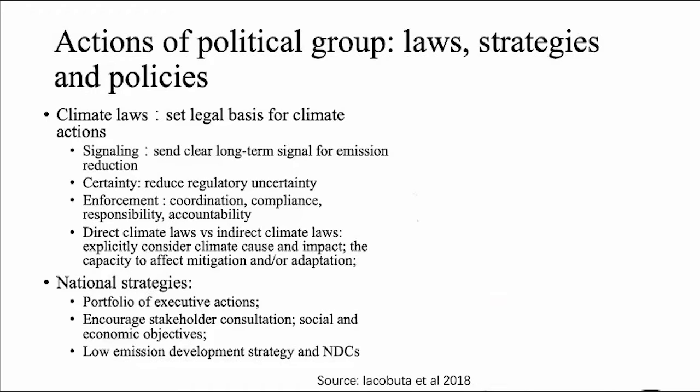The example is the NDCs. We discussed that China and other countries submit NDCs to the United Nations and also submit low emission development strategies. And those are examples of national strategies. And the red figures show the evolution of the progress of those actions from year 2007 to year 2017. You can see more and more countries pass climate laws and also adopt national strategies, including China as one example, and also many other Asian developing countries.